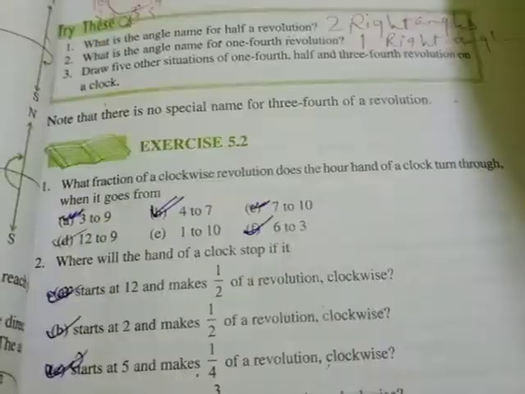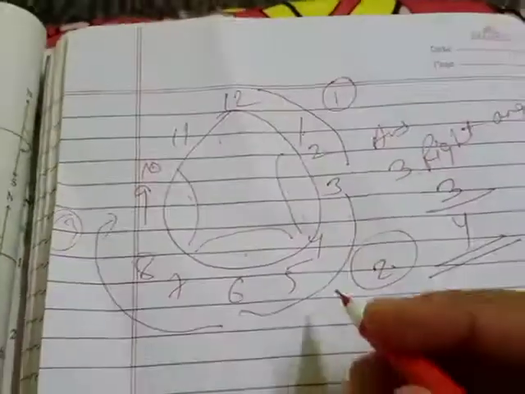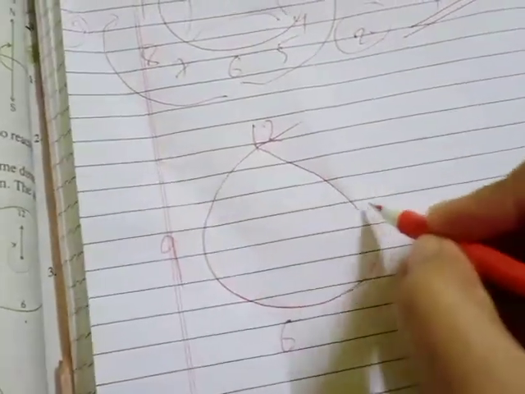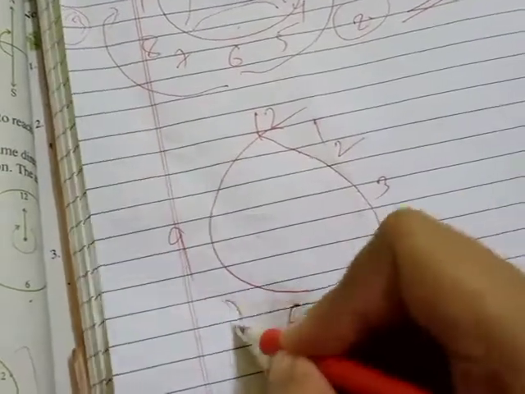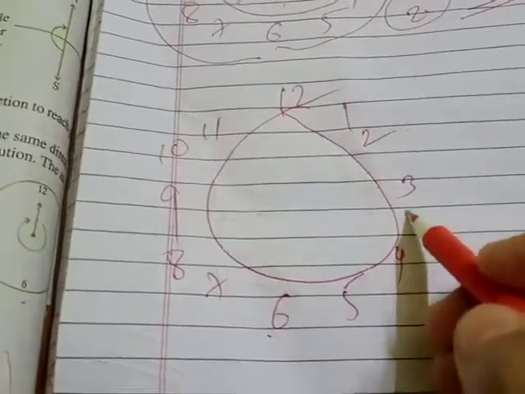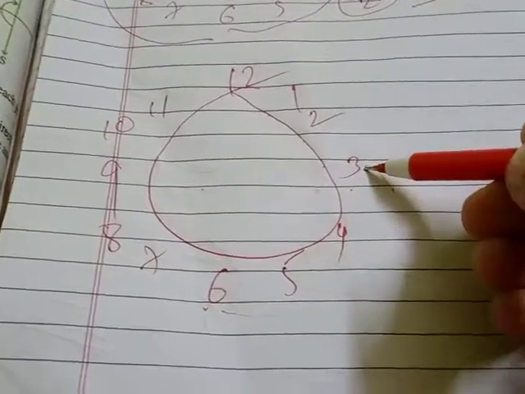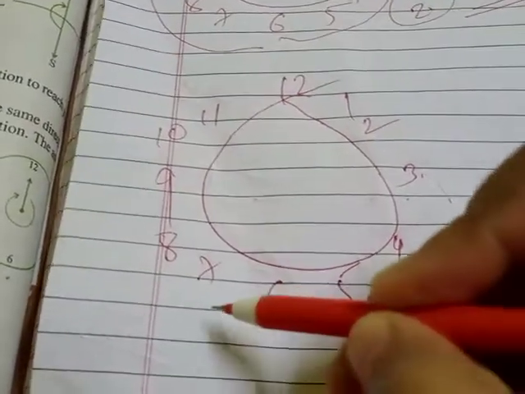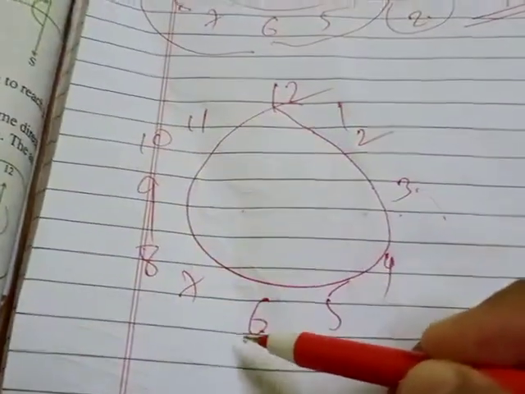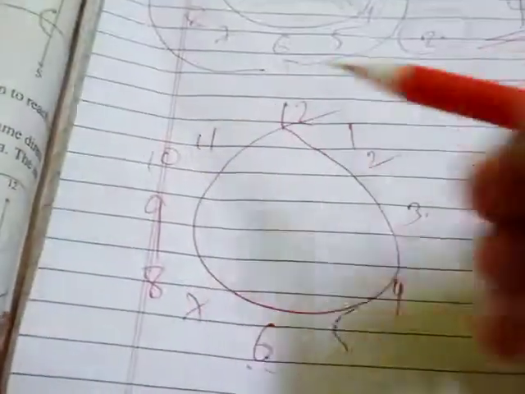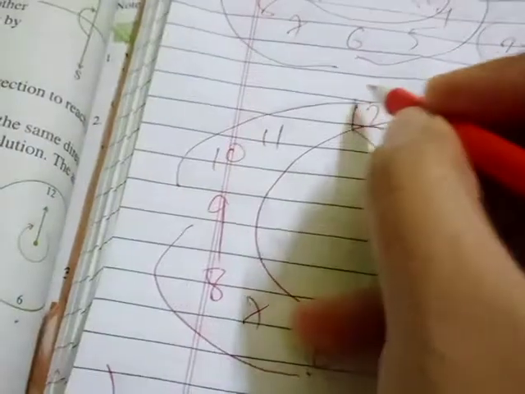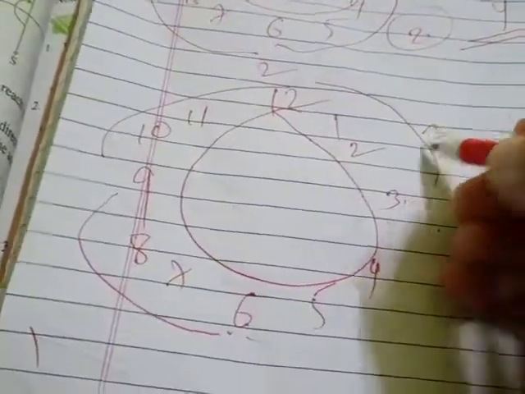Then what else? 6 to 3. Yes, it is again a new concept. See, my clocks are a little bit rough. You can just make fair clocks in your copies if you want. It is written 6 to 3. Now you cannot go from the back side. It is clockwise. So from 6, clockwise will turn ahead only. From 6 to 9 is your one turn, then 9 to 12 is your second turn, and 12 to 3 is your third turn.